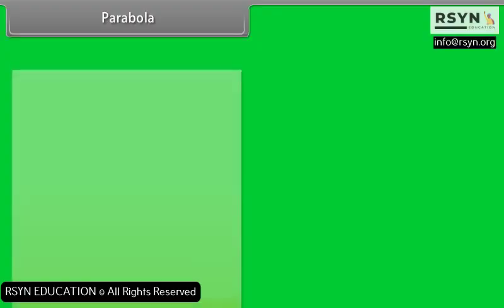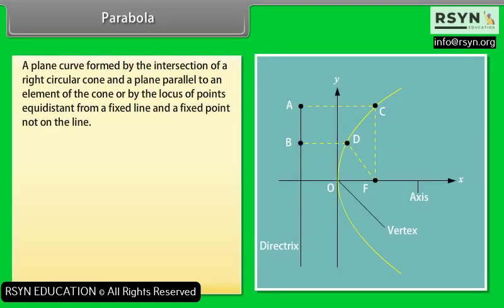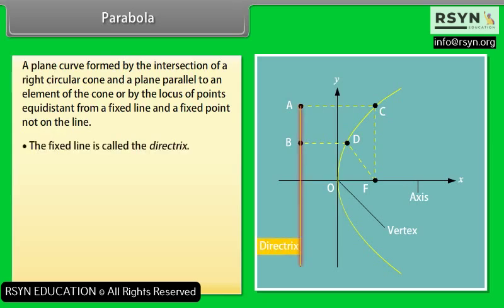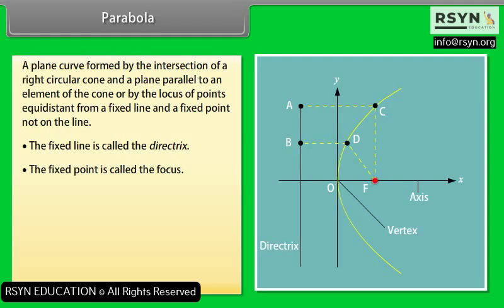Parabola. A plane curve formed by the intersection of a right circular cone and a plane parallel to an element of the cone, or by the locus of points equidistant from a fixed line and a fixed point not on the line. The fixed line is called the directrix. The fixed point is called the focus.